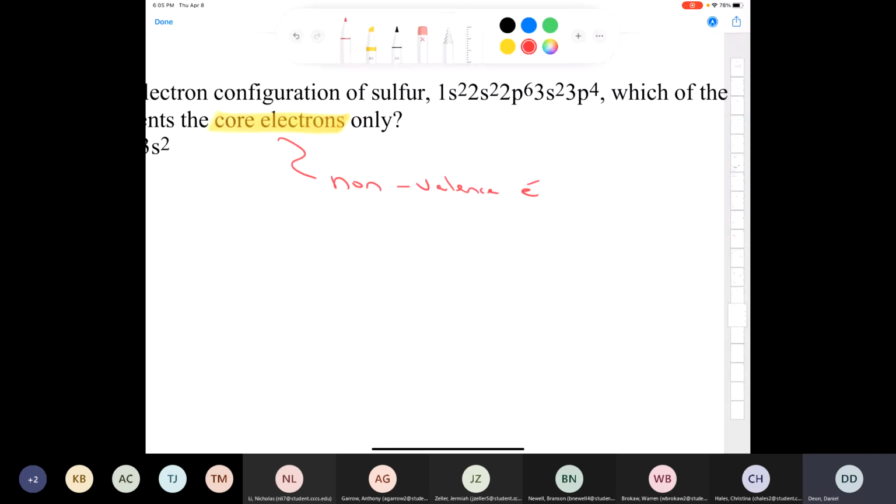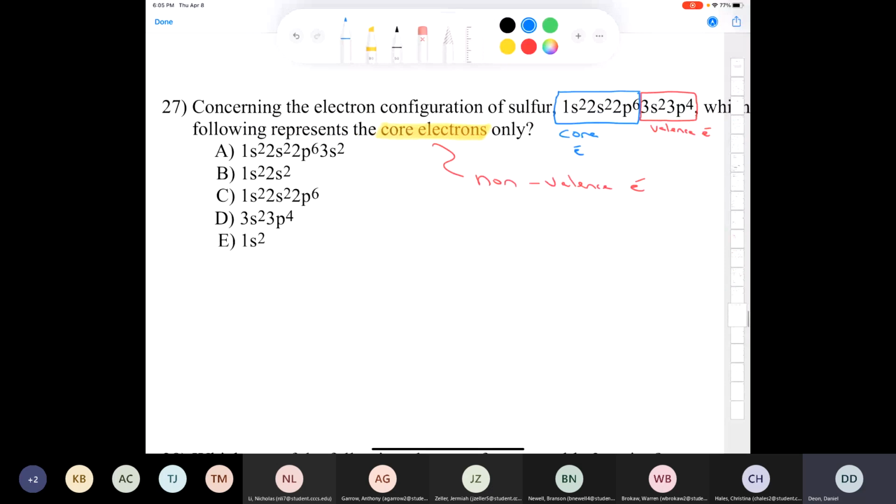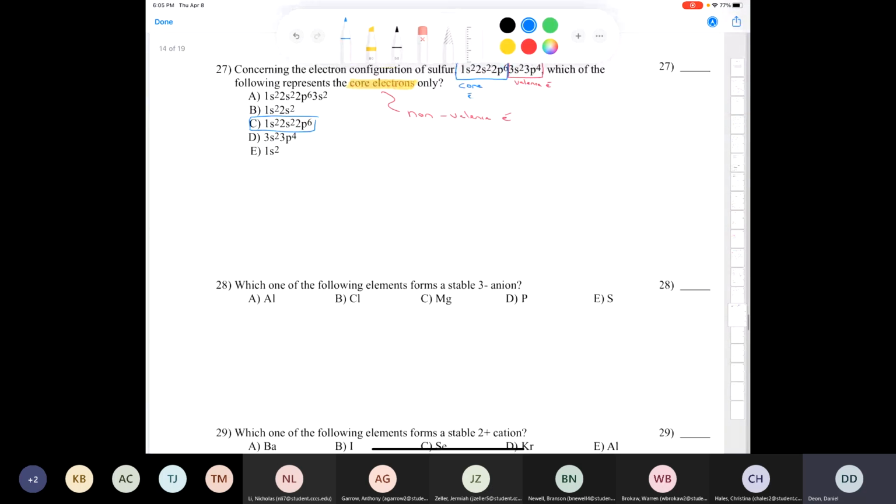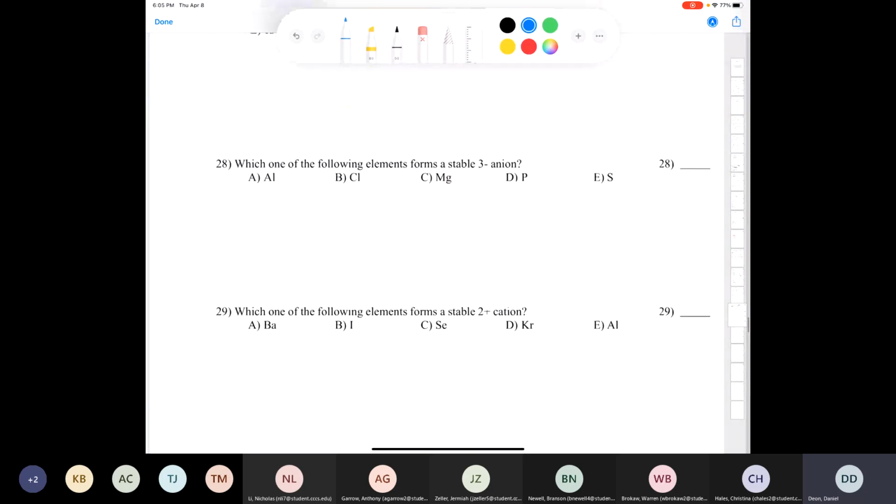If I go back to my electron configuration here, my valence electrons are the ones with the highest principal quantum number. These ones here. These are valence electrons, which means that anything that precedes that, the 1s2, 2s2, 2p6, these are my core electrons. So I go over here and I look for that answer, which is C, 1s2, 2s2, 2p6. So you need to know the difference between valence electrons and core electrons.